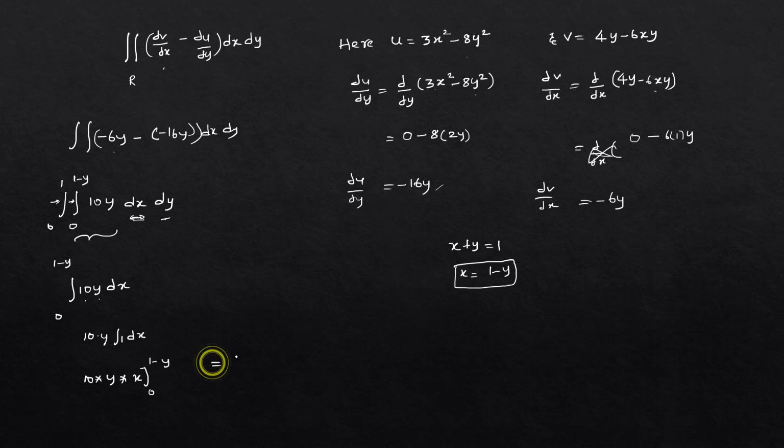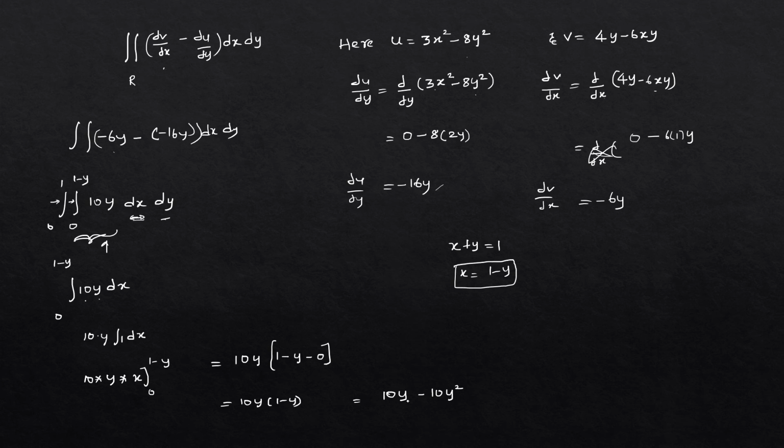So it will become 10y into x. In place of x we put the upper limit first and then the lower limit. So it will become 10y into 1 minus y. If you solve it carefully, it will become 10y minus 10y into y, which is 10y square. So the answer for the innermost integral is found, and now we replace it in the double integration, with limits 0 to 1. So the value here is 10y minus 10y square to put here.